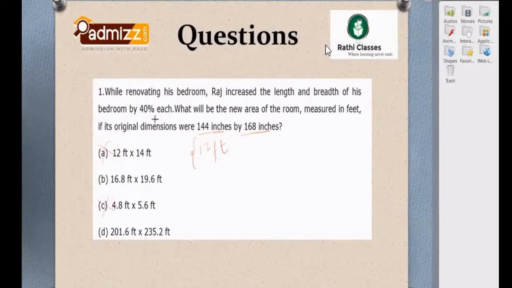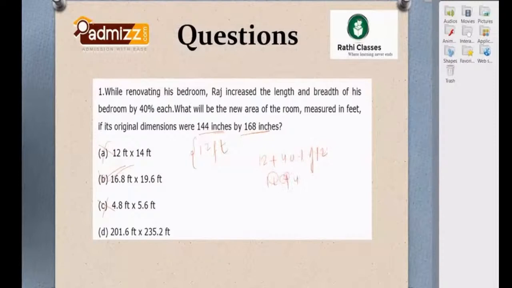Now 40%. If I say 100% also, 12 at 100% would be 24. So less than 24, the option is only left with B. This is the way we will be approaching without even solving the question, but just by understanding the question carefully. If you need to solve it properly, you could have written 12 feet plus 40% of 12 feet.